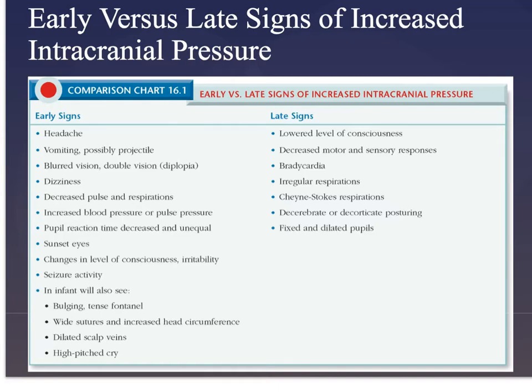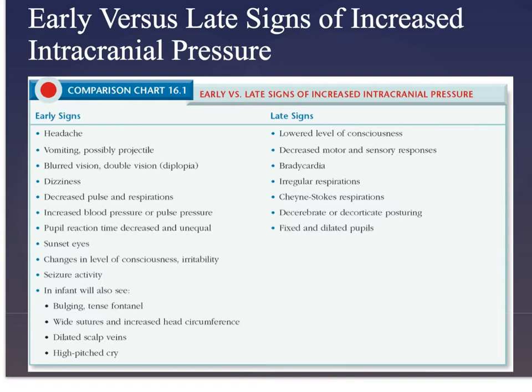Early signs: headache, vomiting, blurred vision, dizziness, decreased pulse and respirations, increased blood pressure, unequal or decreased pupil reaction time, sunset eyes, loss of consciousness. Now, our babies can't tell us some of these things, can they? So that's when we're looking at those fontanelles, those sutures, measuring their head circumferences, looking for those dilated scalp veins, and hearing that neurologic, high-pitched cry. There is a huge difference.